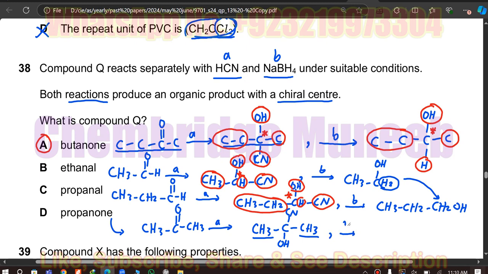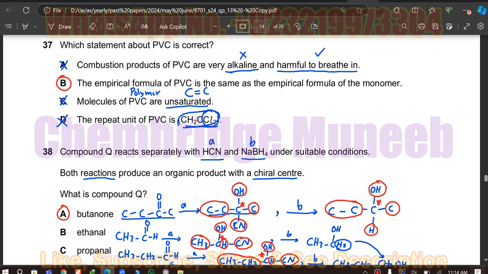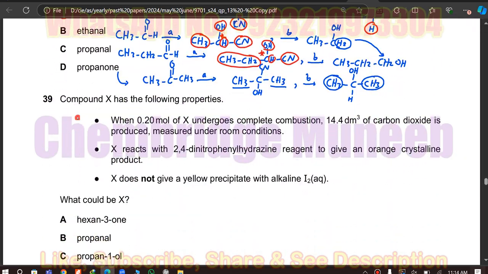And with the NaBH4, which is the reducing agent, this ketone will convert into the secondary alcohol. So again, in this case, you will not find any chiral center because this central carbon is bonded with two methyl groups, so there is no chiral center. So that's why option A is the right one. Now moving to the next question, number 39.